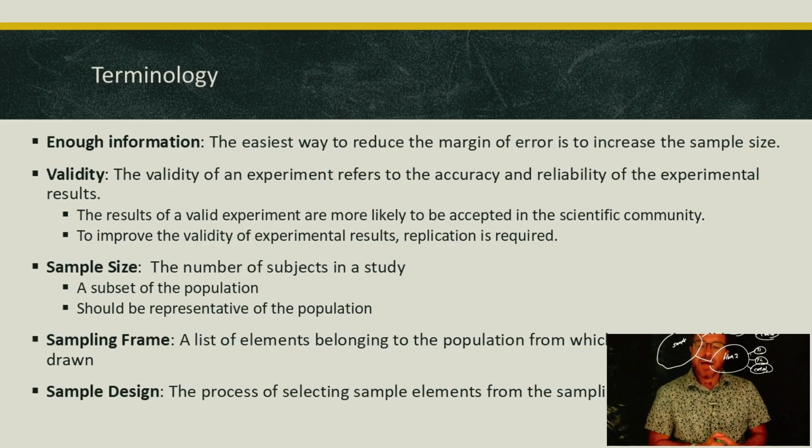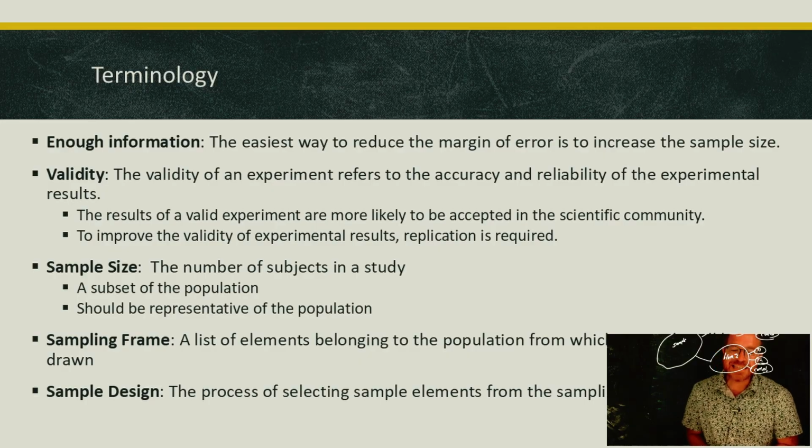Okay, so now, enough information. This is the easiest way to reduce the margin of error. And the easiest way to reduce the margin of error is to increase our sample size. So remember before we talked about error. Error is just how far off our sample estimate, our statistic, is from the population parameter, the actual value.